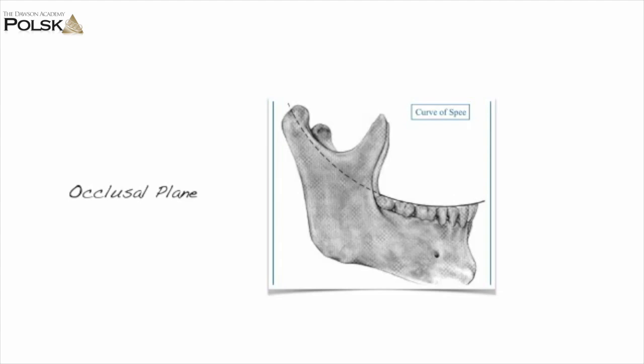So the curve of Spee is based off of a 4-inch radius, and this curvature would travel through the condyle, and it would touch the functional cusp tips of the posterior molars and continue on to the anterior teeth while all the teeth are touching this plane.